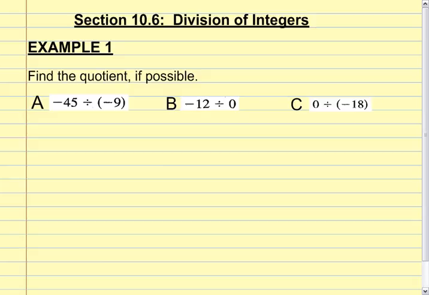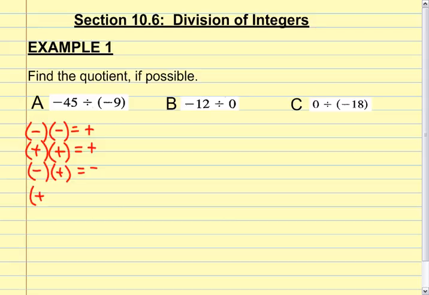Okay, folks, section 10.6 says division of integers. The rules are the same as multiplication. Let me help you here. Earlier, we were talking about this. A negative times a negative is a positive. A positive times a positive is a positive. A negative times a positive is a negative. And a positive times a negative is a negative.